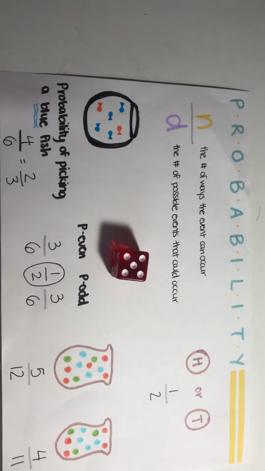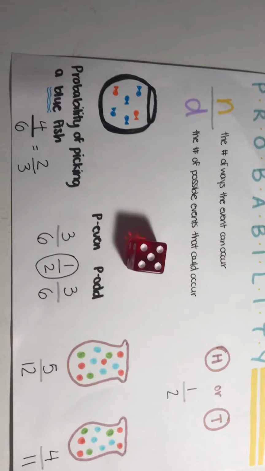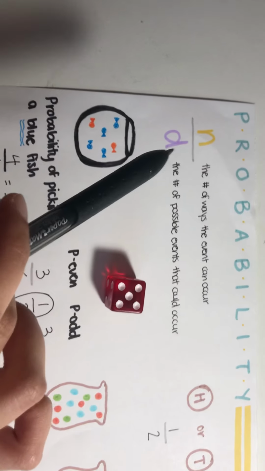So overall, probability is the likelihood or chance that a certain event or outcome will happen, and it's commonly expressed as a fraction or even a percent, which is usually calculated from the fraction.